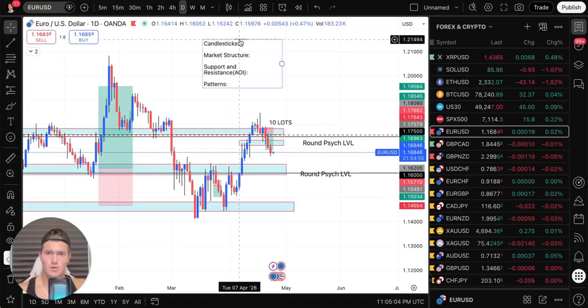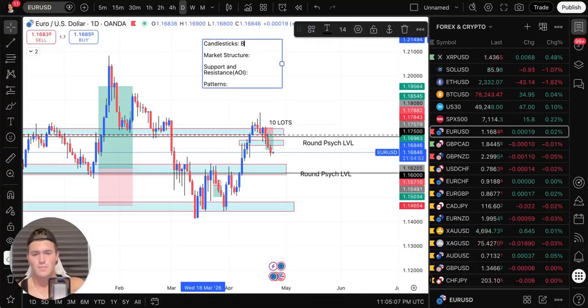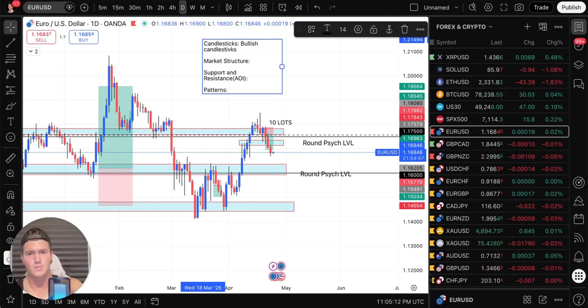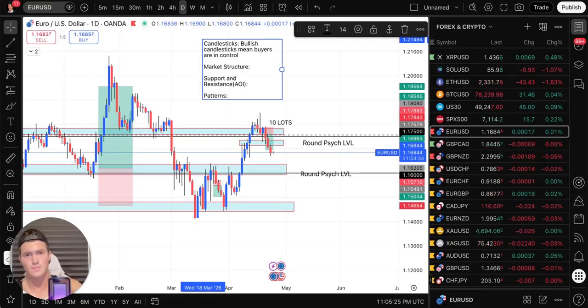So I'm going to put right down here, bullish candlesticks mean buyers are in control, and bearish candlesticks mean that sellers are in control.